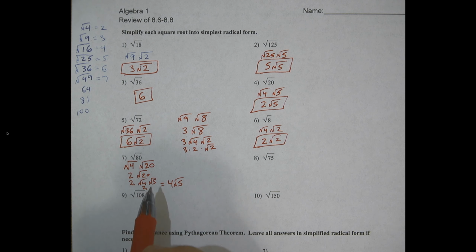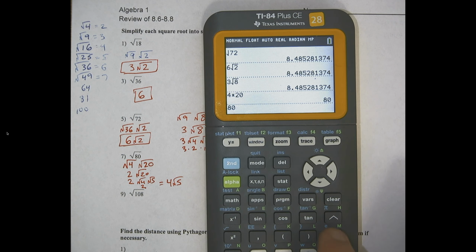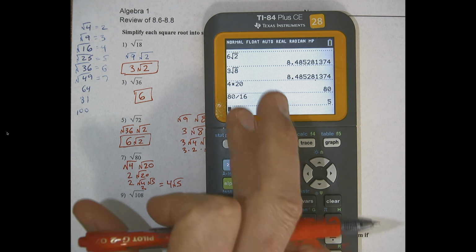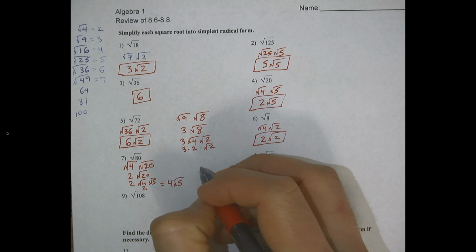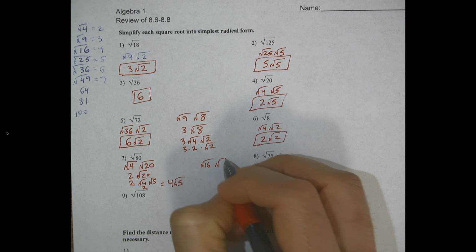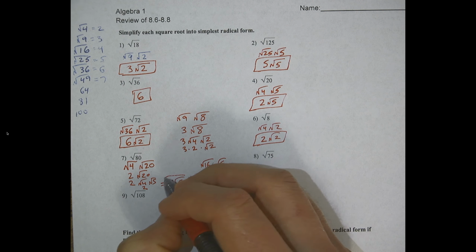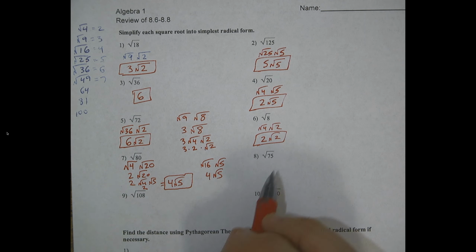So a faster way to get here is if you recognized that 80 can be divided by 16. And you recognize that just by trying it and seeing if you get a whole number. And it goes in 5 times. So you could have started off with radical 16, radical 5. Square root of 16 is 4, and it gets you right to your final answer. All right, so if you can find the bigger square root, it makes your life easier.